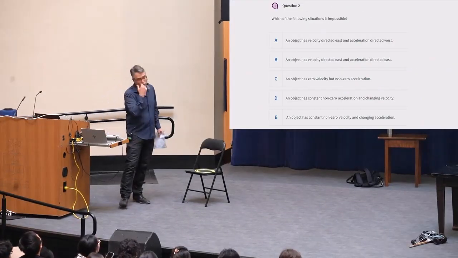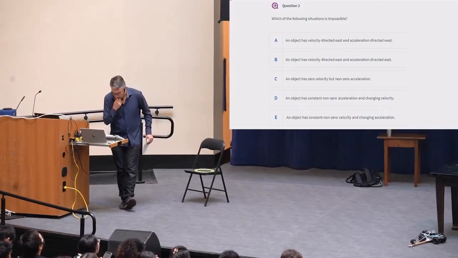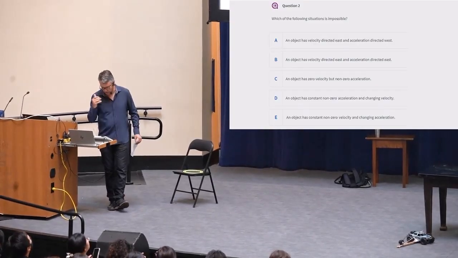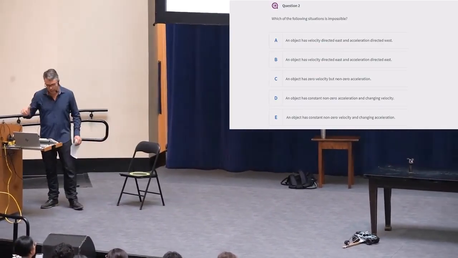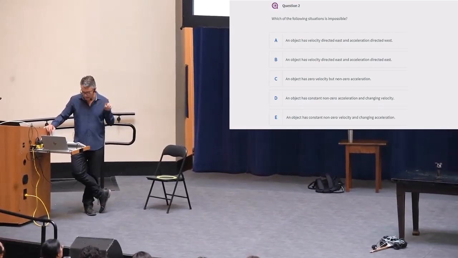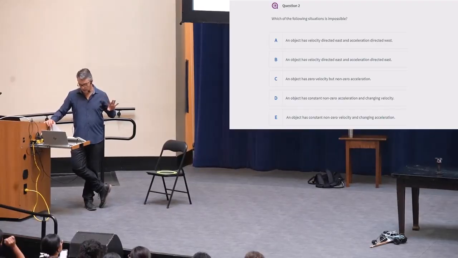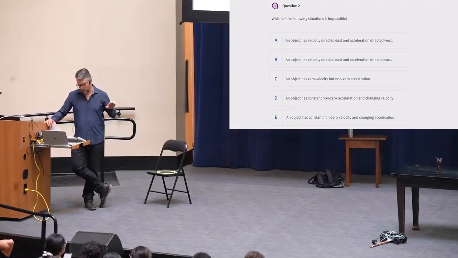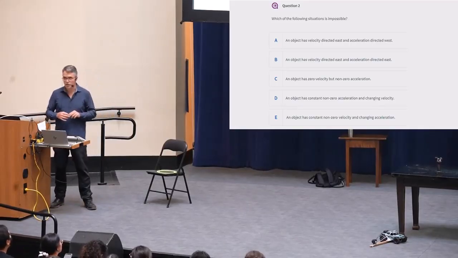This is a conceptual question about how velocity and acceleration can work. So there's 5 situations. One of them is impossible. A, an object has a velocity directed east and acceleration directed west. B, an object has a velocity directed east and acceleration directed east. C, an object has 0 velocity but non-zero acceleration. D, an object has non-zero acceleration and changing velocity. And E, an object has constant non-zero velocity and changing acceleration.